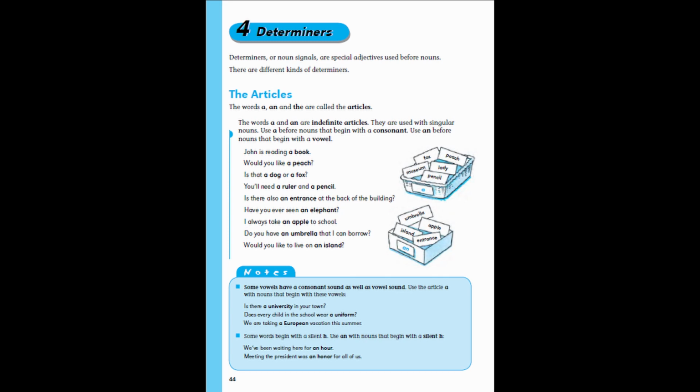So some words begin with a silent H. Use an with nouns that begin with a silent H. You've been waiting here for an hour. Now H is silent, right? So what's the next letter? O, R. Meeting the president was an honor for all of us. H is silent, so the next letter is the sound, honor, H-O-N-O-R, just because it's with O.